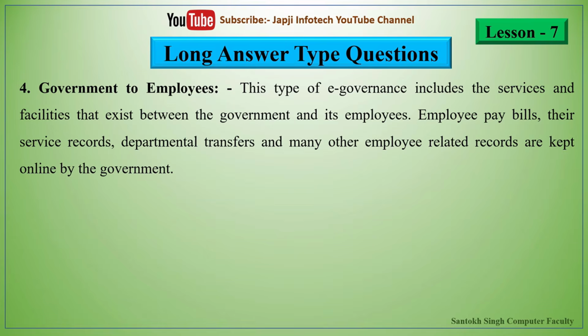The fourth one is government to employees. This type of e-governance includes the services and facilities that exist between the government and its employees. Employee pay bills, their service records, departmental transfers, and many other employee-related records are kept online by the government.